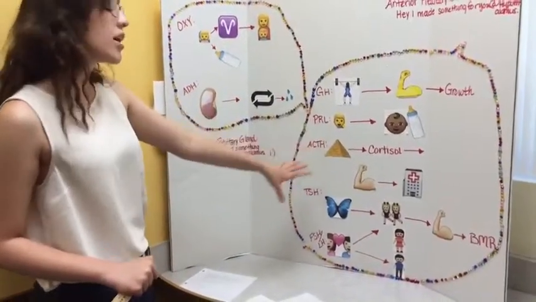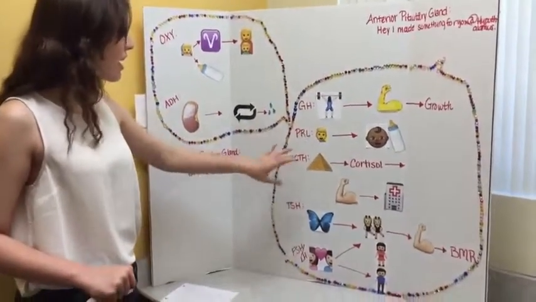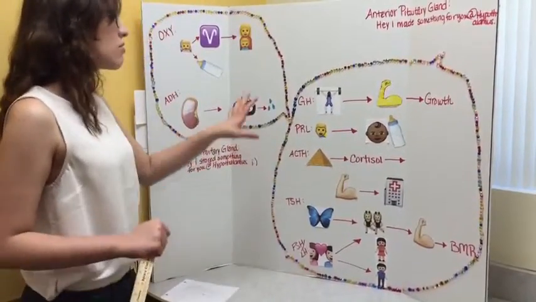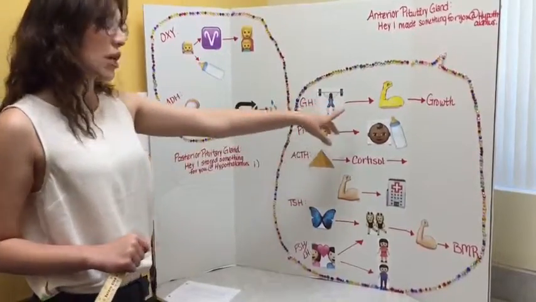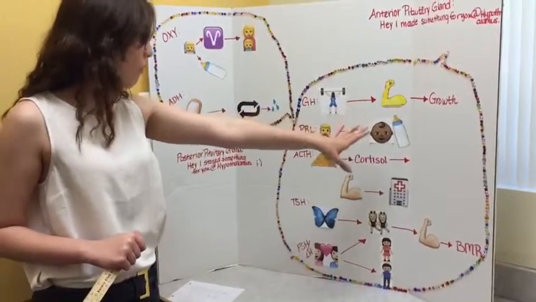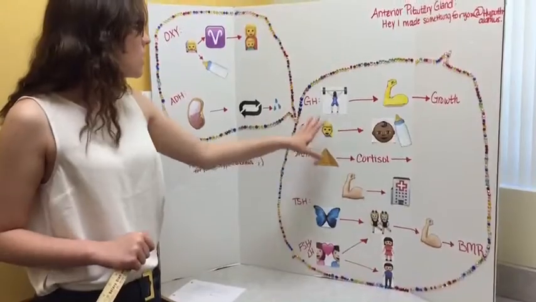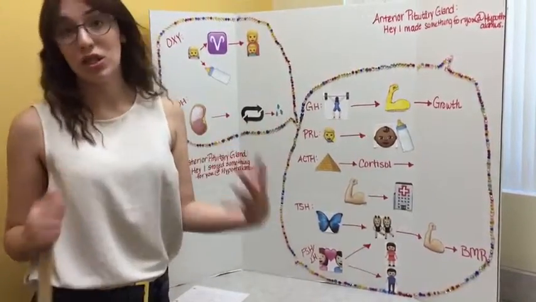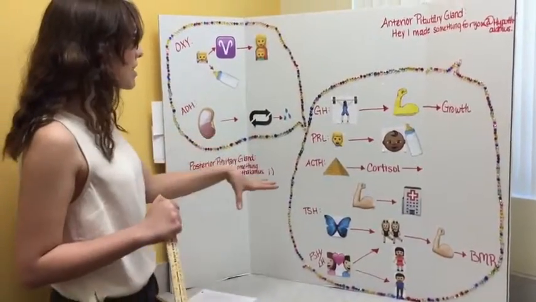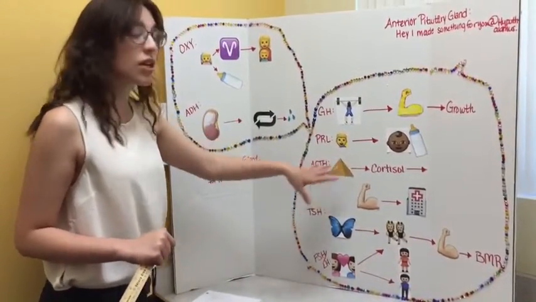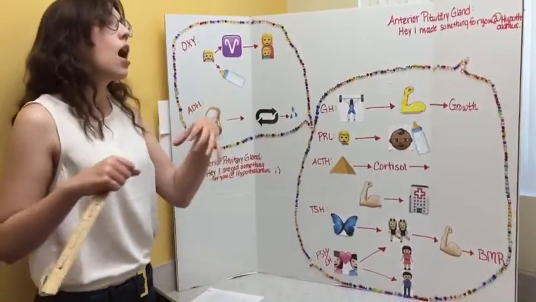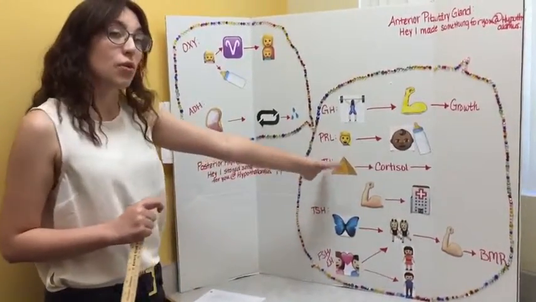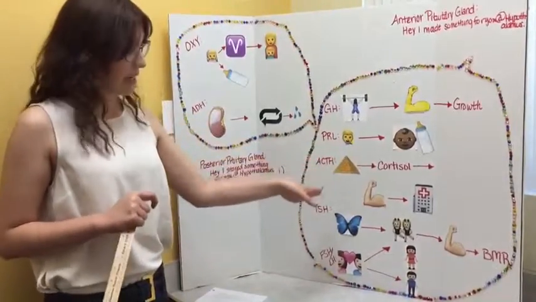Now for the anterior, that has GH, PRL, ACTH, TSH, FSH/LH. So GH targets your general body cells, which causes growth. Now PRL actually causes milk production, so it targets the breasts. ACTH targets the adrenal gland, and the adrenal gland sits on top of the kidneys. Each kidney has an adrenal gland. And that also causes the reabsorption of sodium into the kidneys.